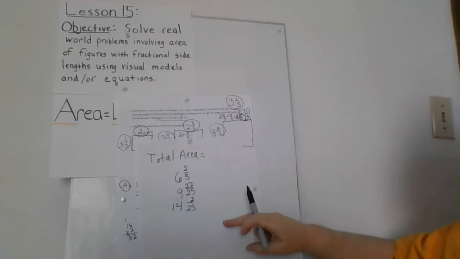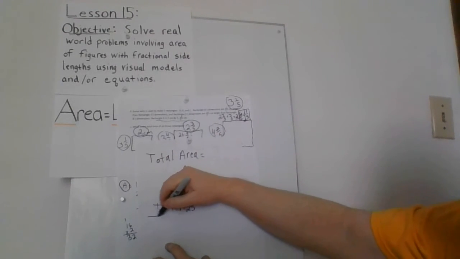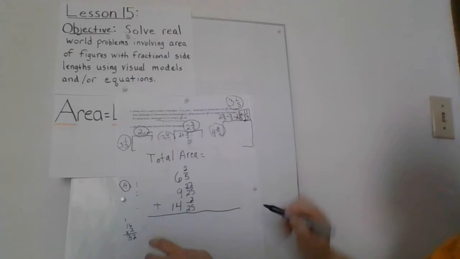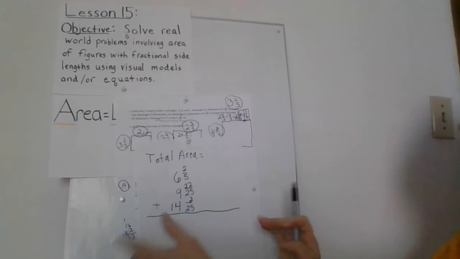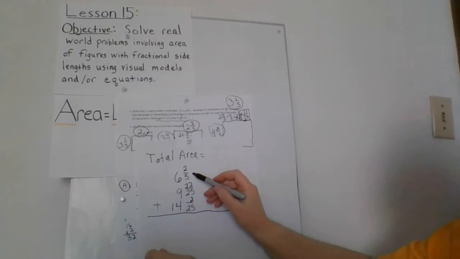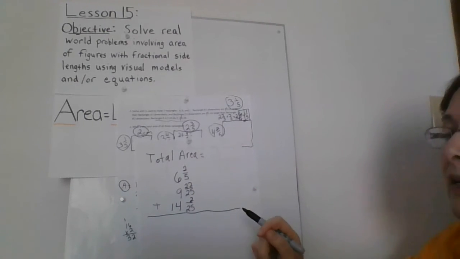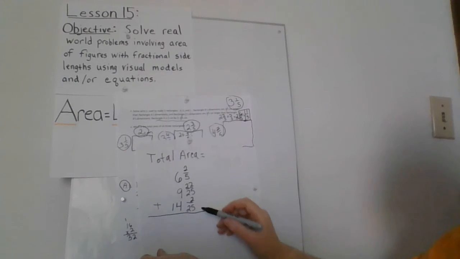And letter C was 14 2/25. So the total area, I need to add all of these together. Now, in order to add these together, I need a common denominator. And these 2 are common, but 5 is not. So I need to change 5 so it has a common denominator.